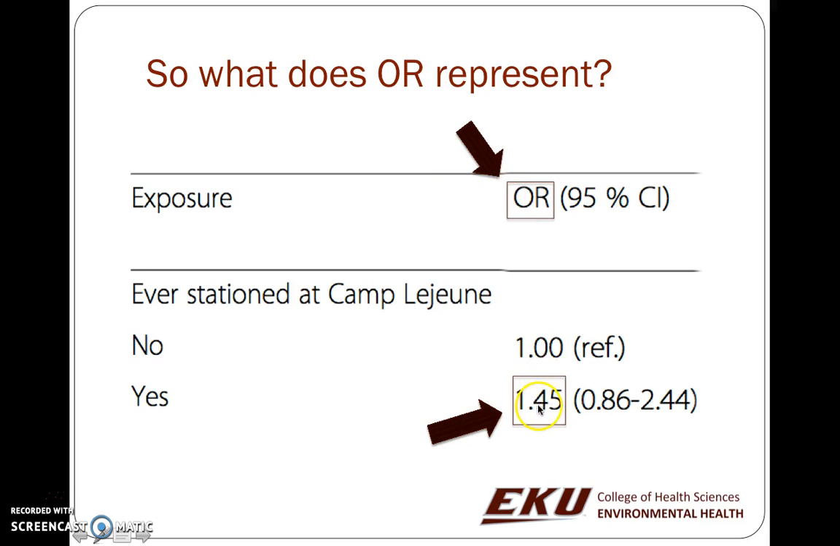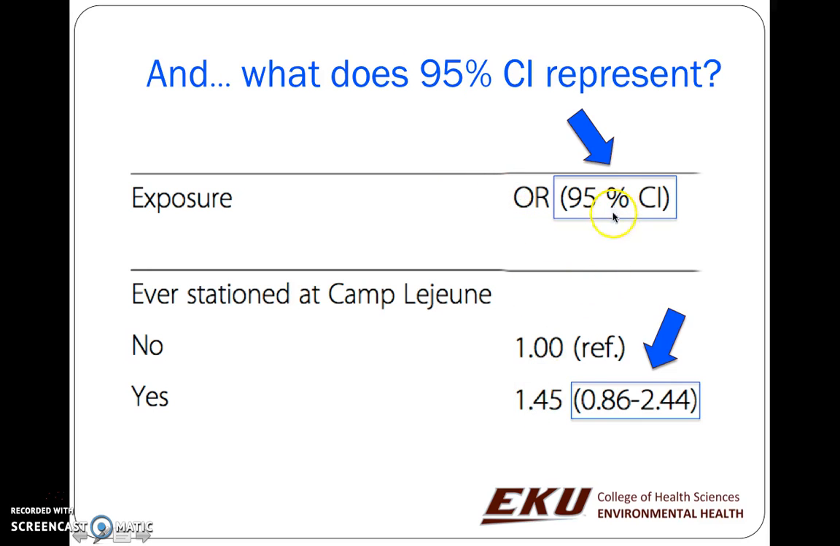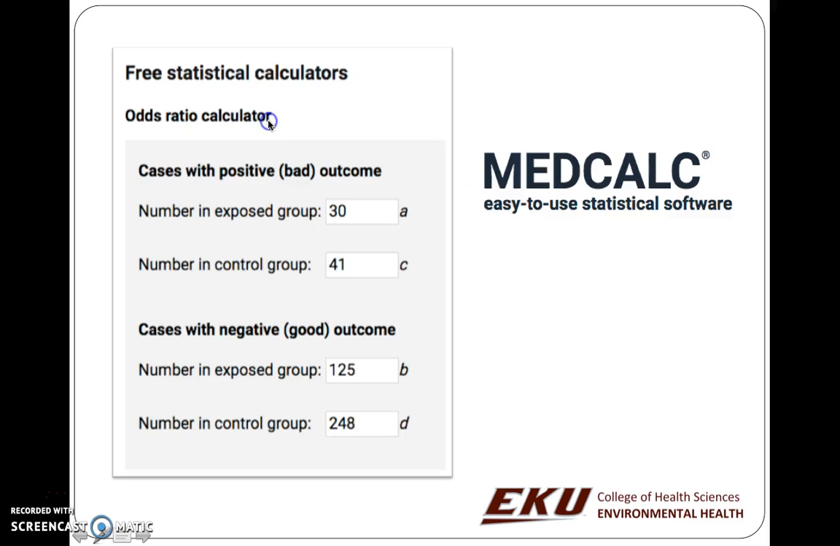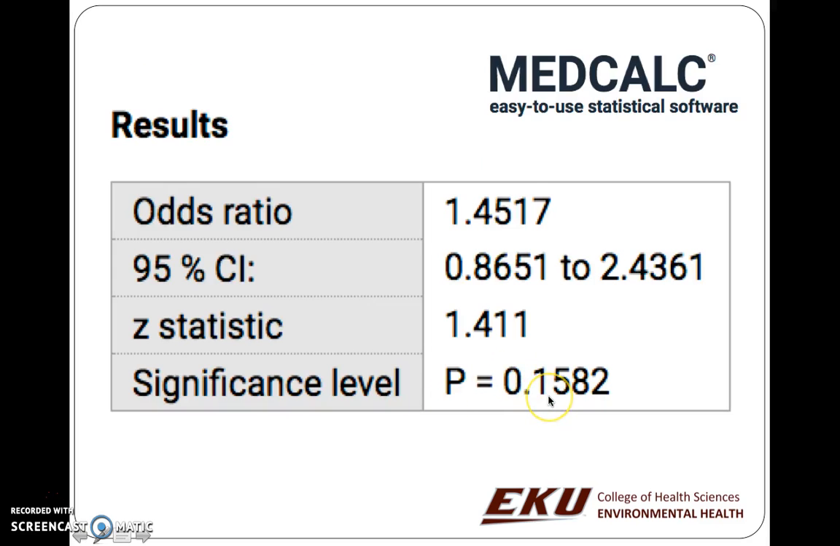So what does the OR of 1.45 indicate? What does the 95% confidence interval represent? That's going to be what we're going to focus on going forward in this little quick 15-minute talk. Some example findings in this paper relate to these numbers, and we can punch these numbers into a 2x2 table ourselves and get them. You can use MedCalc to get them by punching in the numbers into that particular website. It will generate a p-value for you. They present a p-value in this paper that they got from logistic regression. This is a pretty similar approach. We'll come back to these numbers here in a little bit.